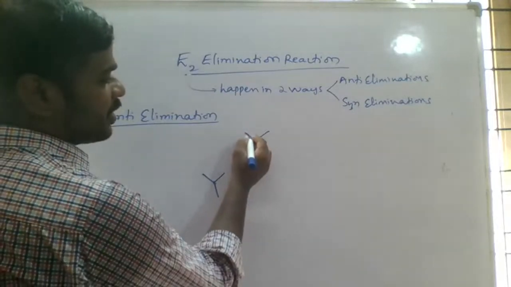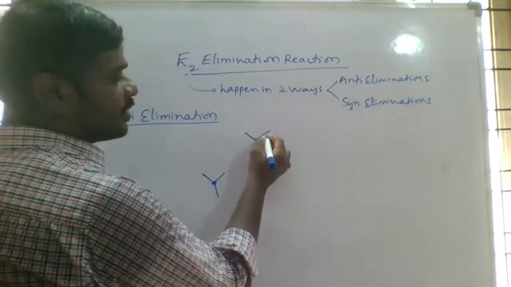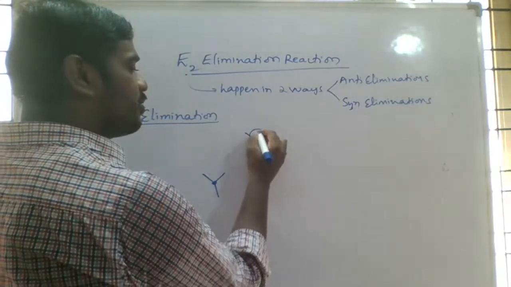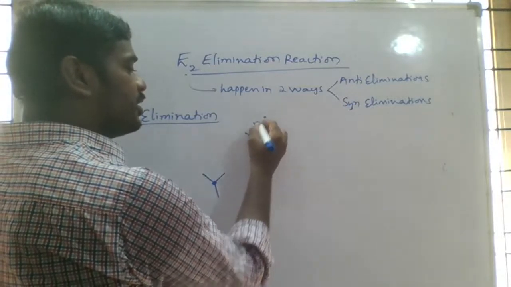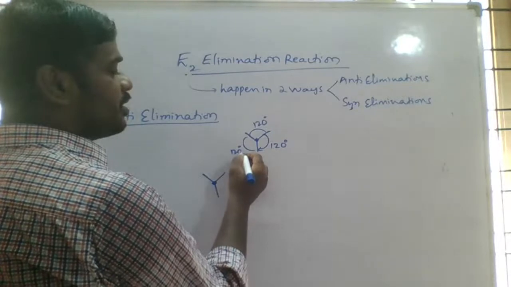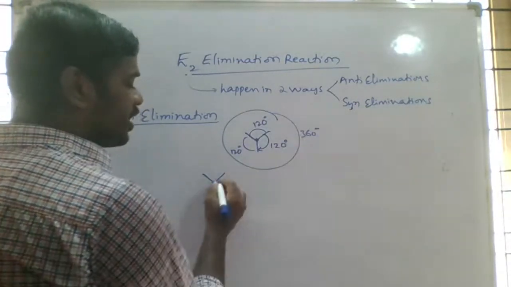So here what is there? Y type, one of the carbon, Y type. It means here to here how much angle separation? 120 degrees. Here to here how much angle separation? 120 degrees. Here to here how much angle separation? 180 degrees. So the total how much is there? 360 degrees. So here also same.